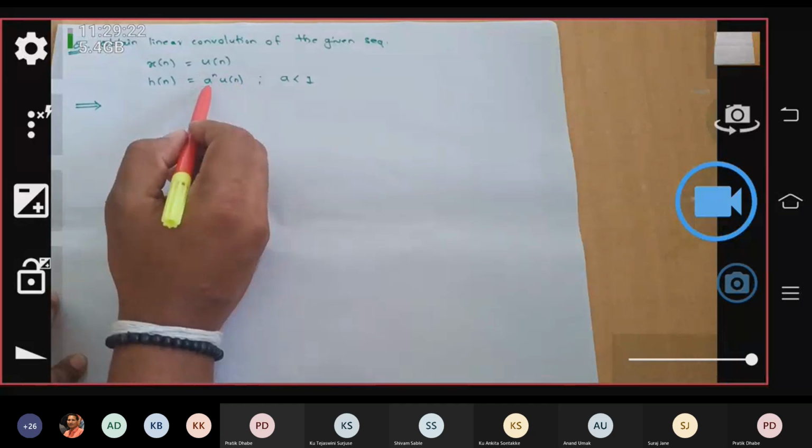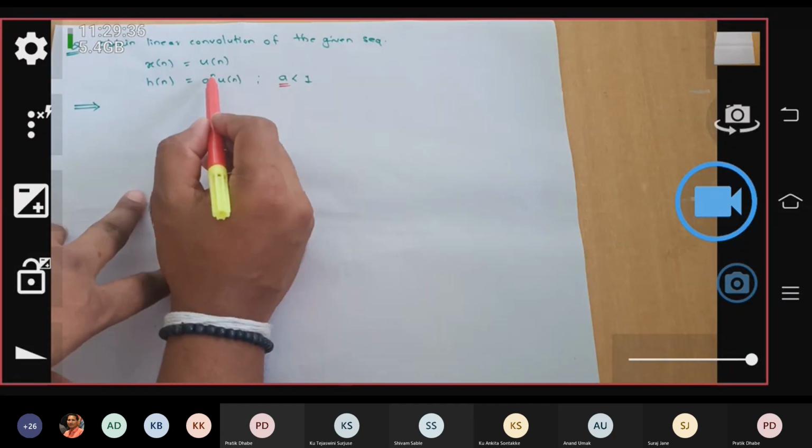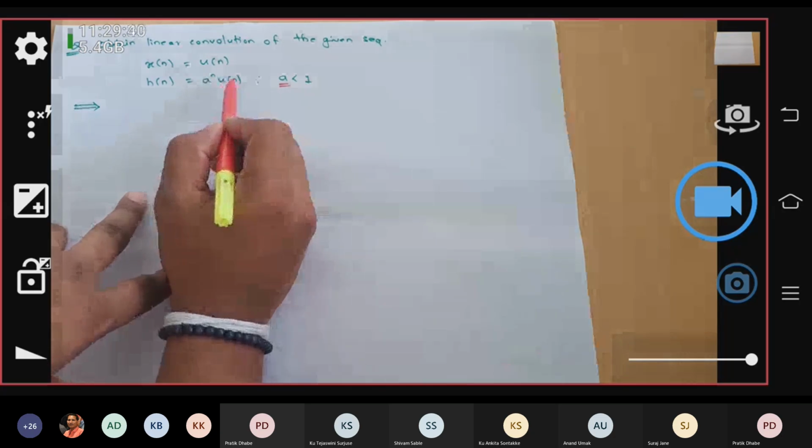We all know that a raised to n is an exponential signal, and this signal is multiplied with u of n, but u of n is a unit step sequence which is present only for the 0th value of n and the positive values of n, and it is absent for the negative values of n. So what does this mean?